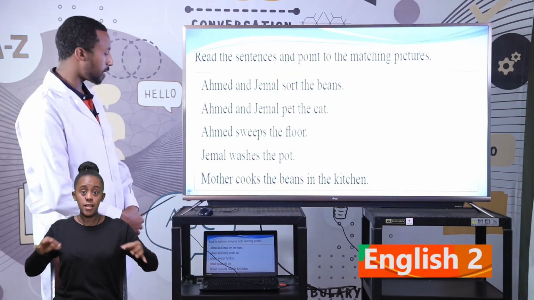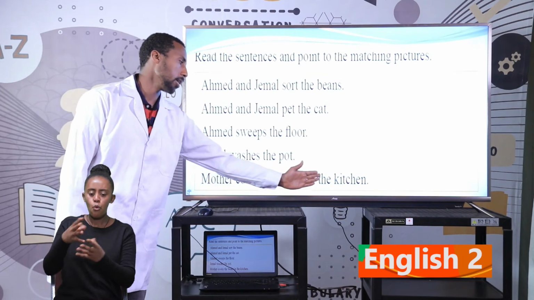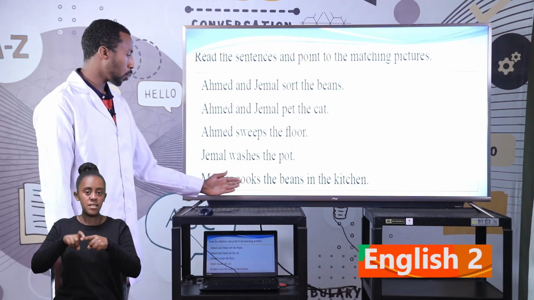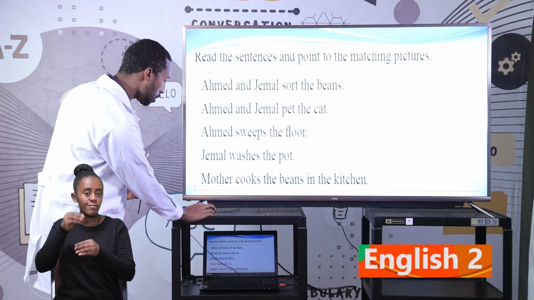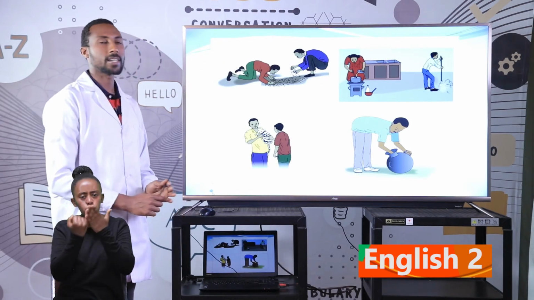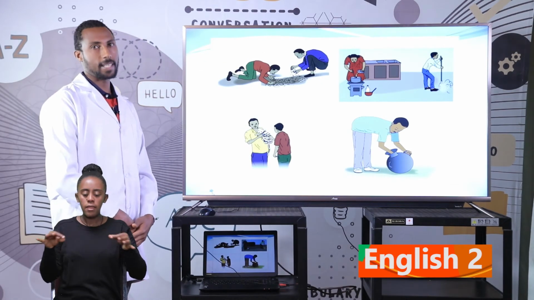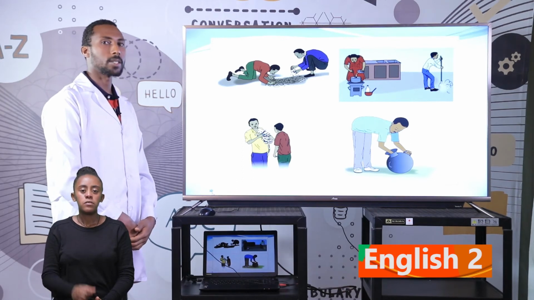The last sentence says, Mother cooks the beans in the kitchen. Let me show you the picture. After that, you have to tell me which picture describes the fifth sentence. Look carefully. I give you 10 seconds, students.